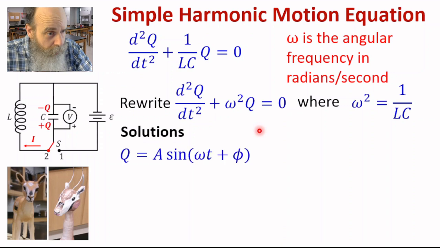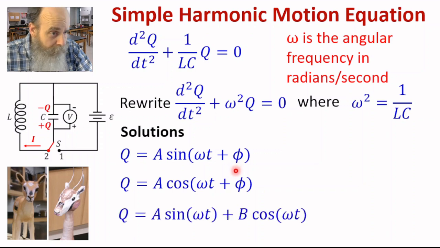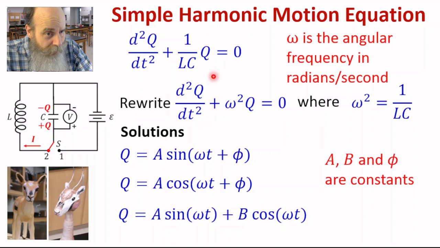So the three solutions we could write like this: A sine omega t plus phi, or A cos omega t plus phi. In these two solutions, A and phi are constants. Or we could write it like this: A sine omega t plus B cos omega t. These are all solutions for this equation. And in these solutions, A, B, and phi are constants. Note that there are two constants in each of the solutions.